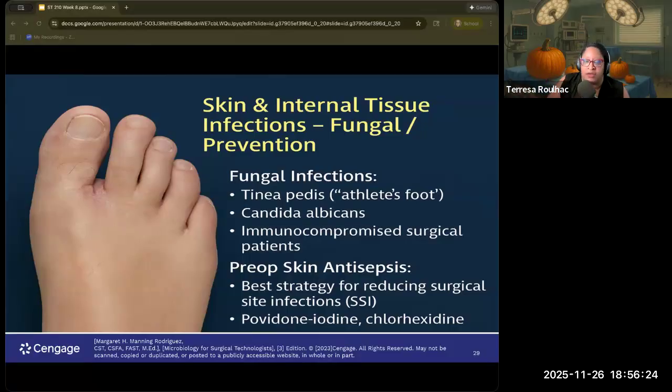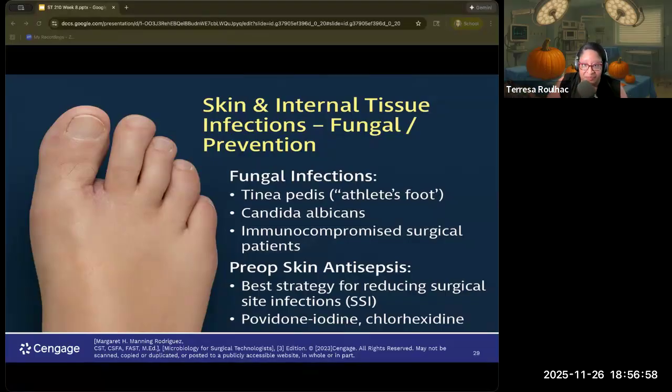Now, though it's mild, untreated cases can spread or complicate wound healing. There's Candida albicans, which is yeast. It normally lives on our skin or in our body. But after, let's say, broad spectrum antibiotics, normal bacteria are just wiped out and it allows that Candida to overgrow, especially in warm, moist areas. So it can affect skin folds, our surgical wounds, or lead to deeper infections in vulnerable patients.